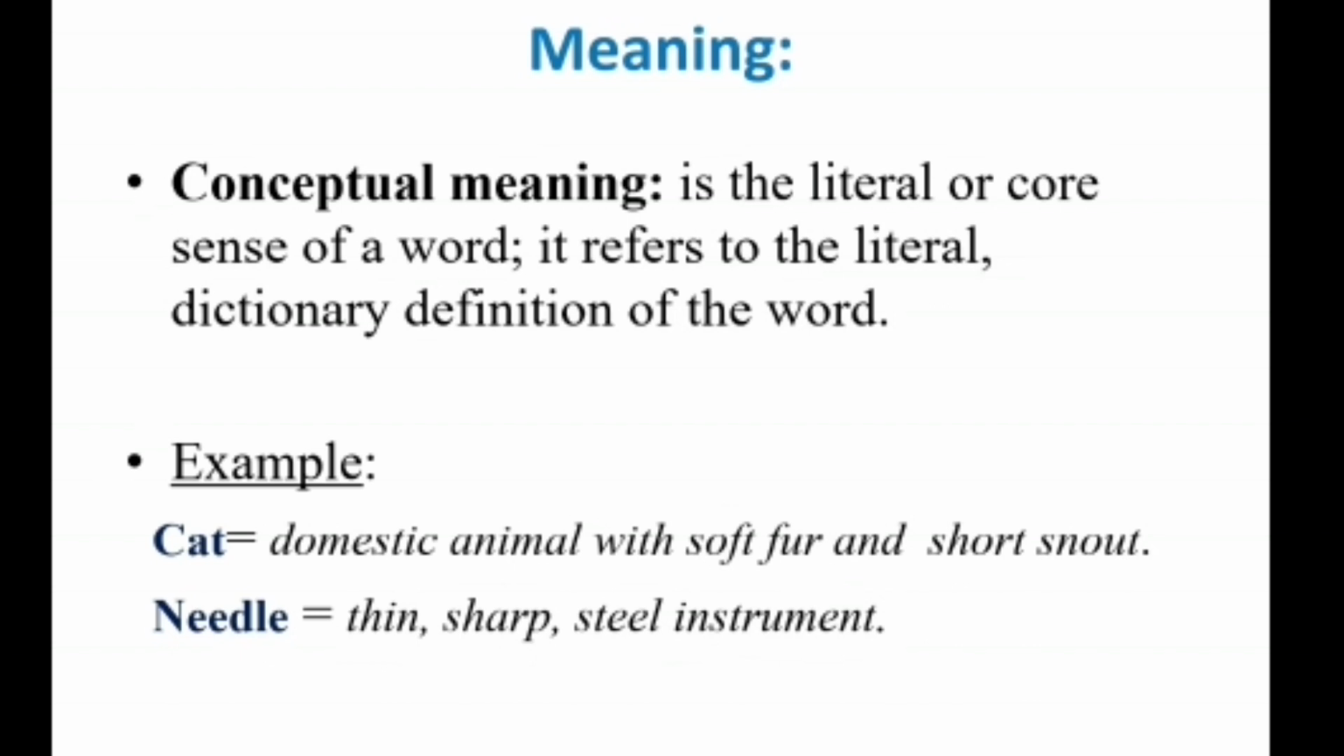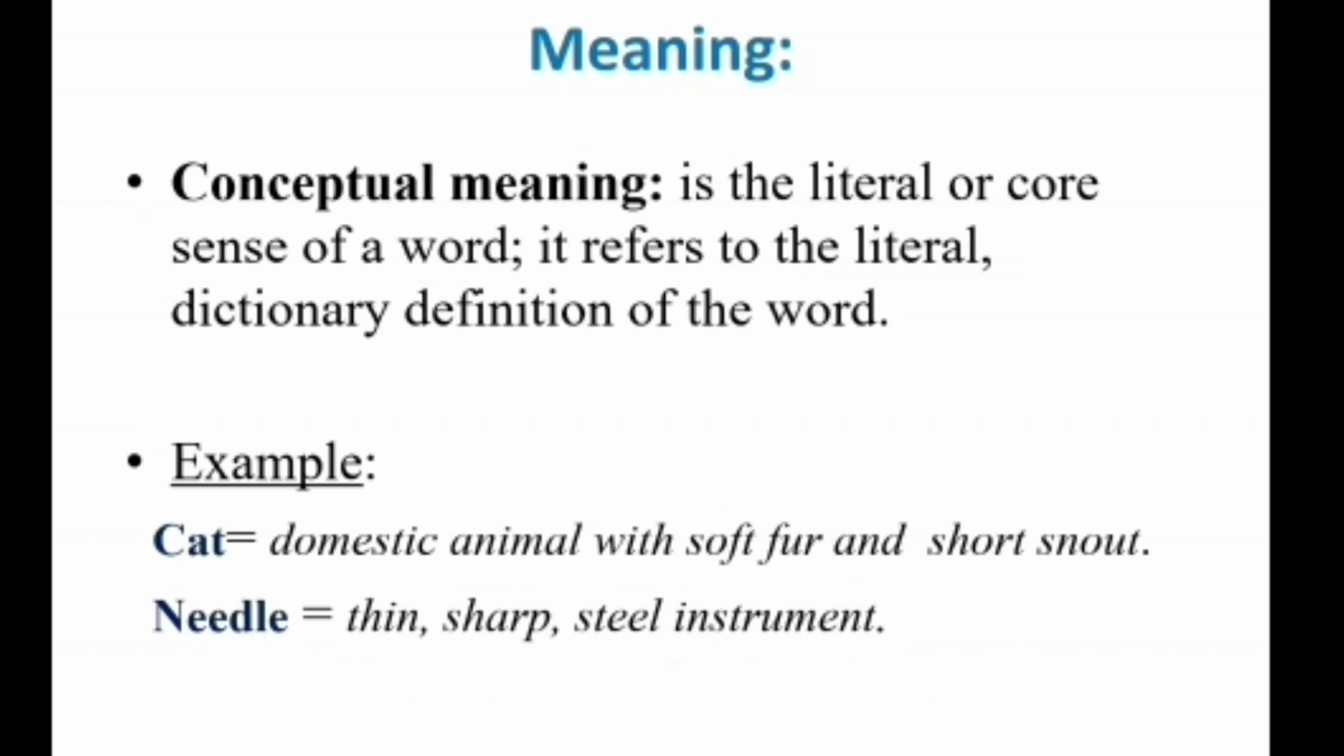Geoffrey Leech distinguishes between two types of meaning, conceptual and associative meanings. Conceptual meaning, called also denotative or literal meaning, refers to the literal or core sense of a word. It covers the literal dictionary definition of words. So basically, it's the literal meaning that we find in dictionaries.